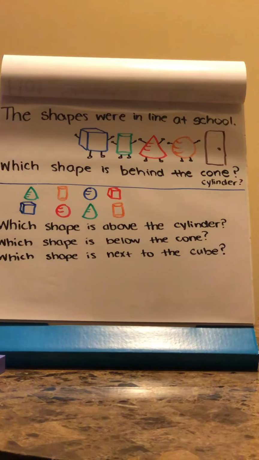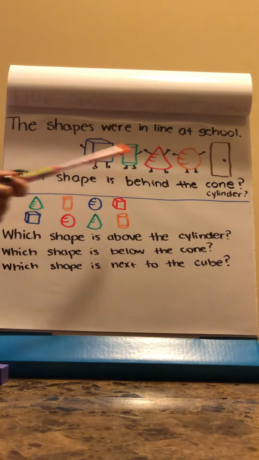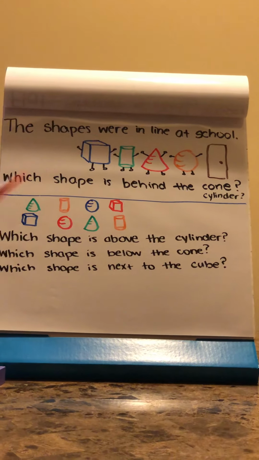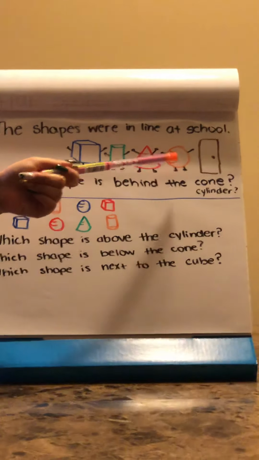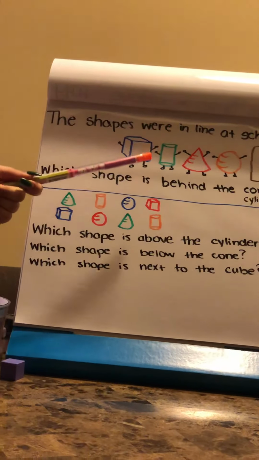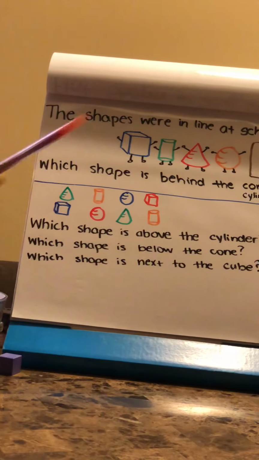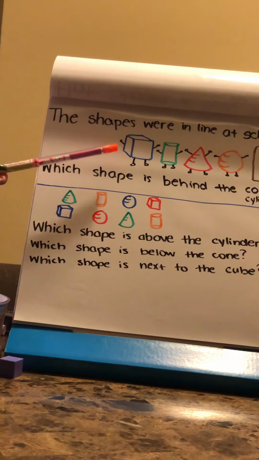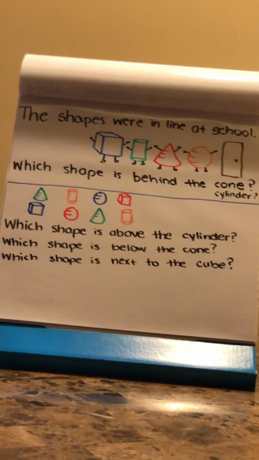Last thing we're going to learn today. Ooh, look at those shapes. The shapes were in line at school, so look, they're getting ready to go out the door. They're lined up. First we have a what? Good, a sphere. Then a cone. Then we have a, good job, a cylinder. And the last one is a, excellent, it is a cube.